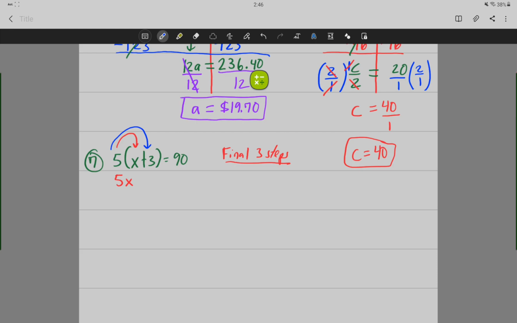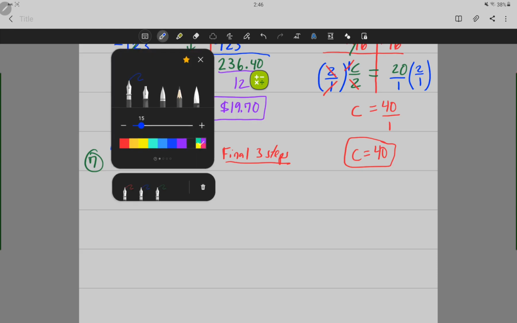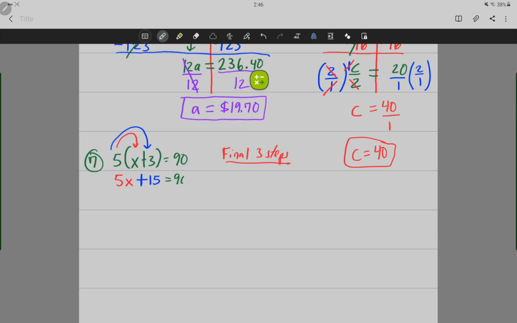So 5 times positive 3. So positive times positive is still positive. 5 times 3 is 15. Then we're going to bring everything else down. So let's just write our steps as we're going along. So first thing we did was multiply 5 times positive 3. Okay, that's all we've done so far. Next, okay, equal sign, draw the line, but that's not necessarily a step. That's just something we do to keep the left side separate from the right.